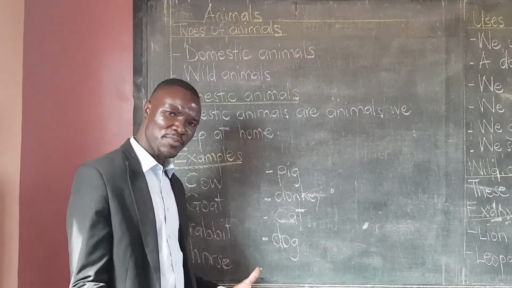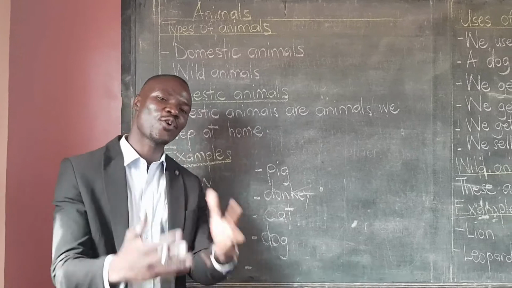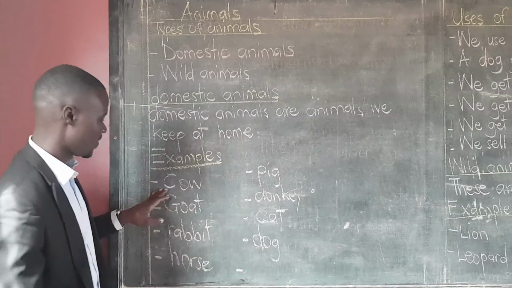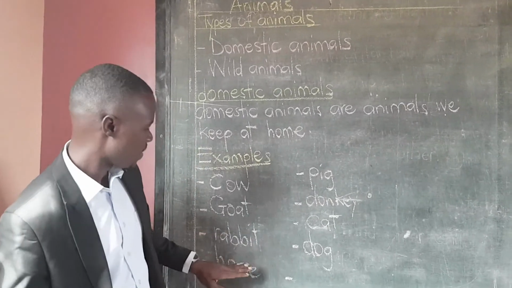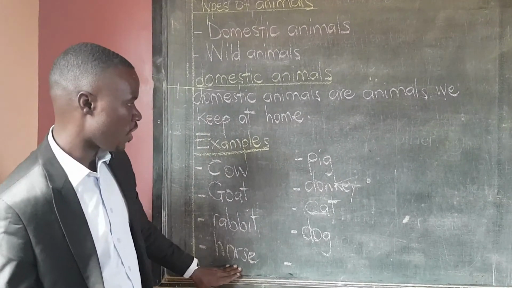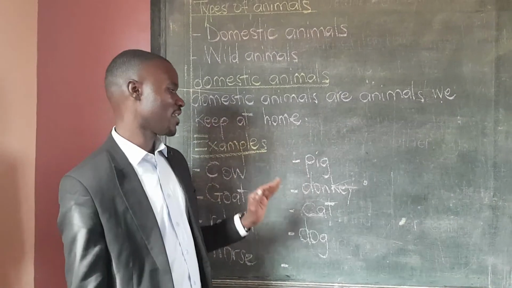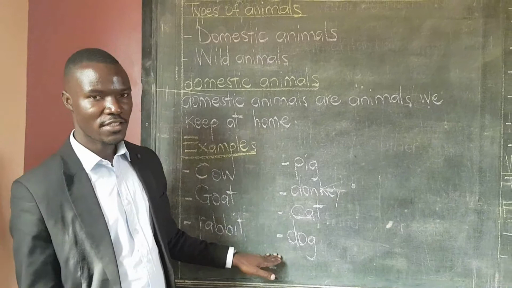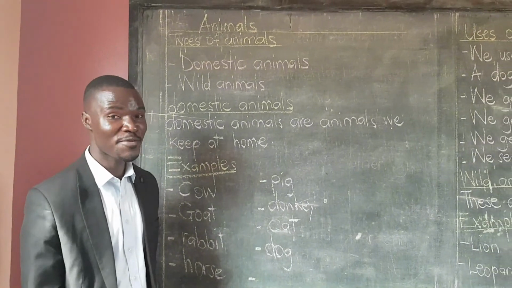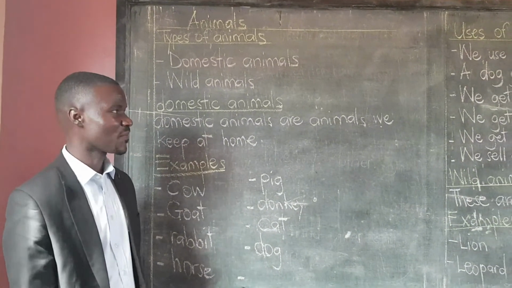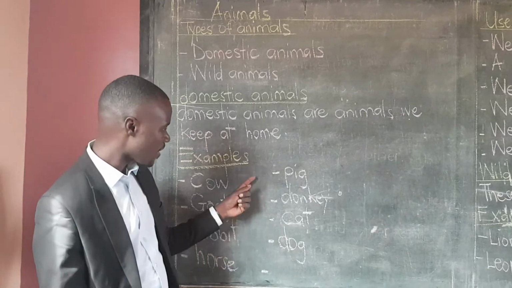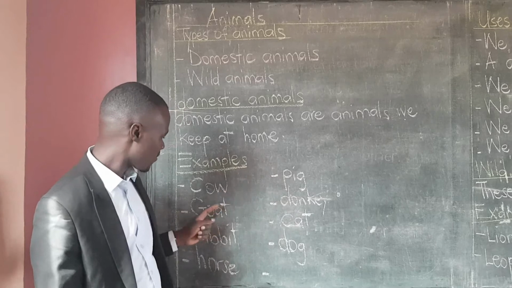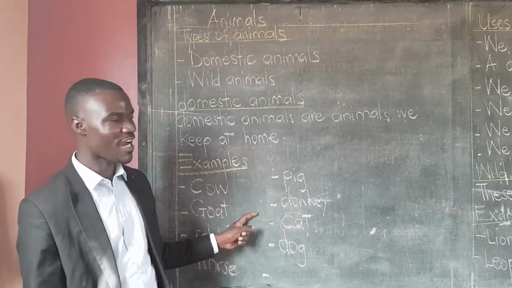What are some of the examples of animals that are there at home, children? We have the cow, the goat, the rabbit, the horse, the pig, the donkey, the cat, and the dog, and very many others. I know you must be mentioning many others there. So you should help me and draw for me these animals. You must know them. We did this a long time ago.